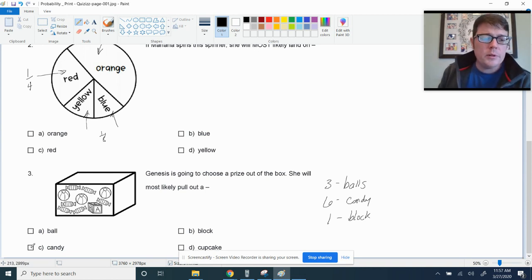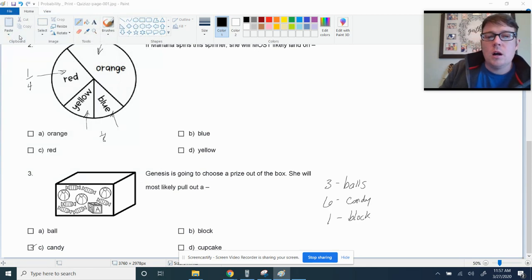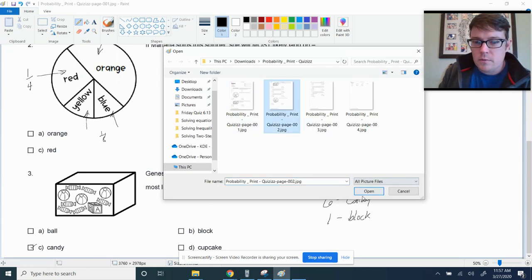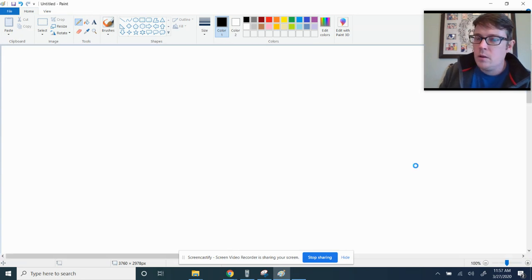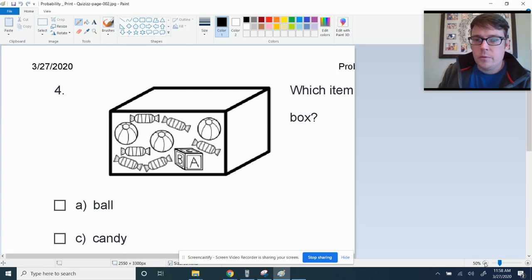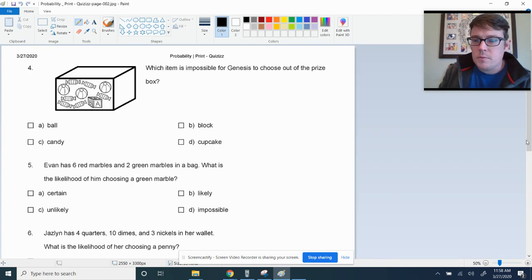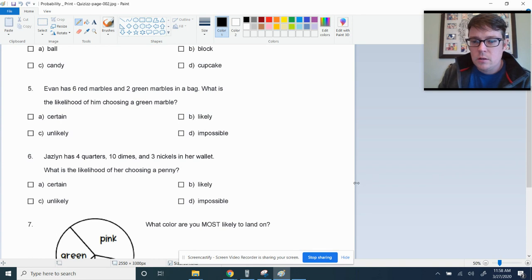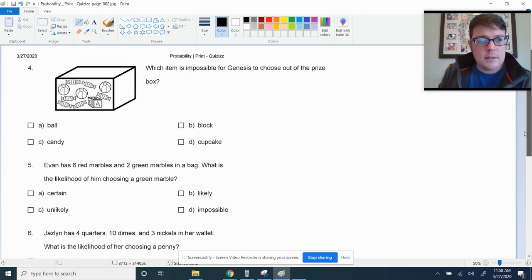This is all pretty easy stuff. Let's go to the next page. It looks like we're going to have more questions on page number 2. So let's open up page number 2 of the probability questions. And we got another one about this box. Okay, so this particular box here that we're looking at, I think, is identical to the one we just saw. So which item is impossible for Janice to choose out of the prize box? I think I actually answered that on the last problem, not aware that this question was coming up. So that would be the cupcake. There is not a cupcake in that box, so you can't pull it out.